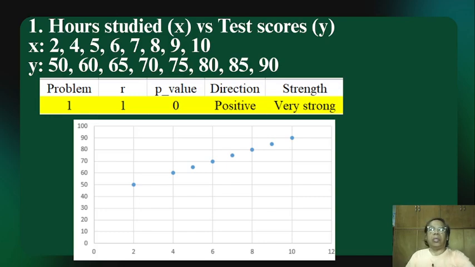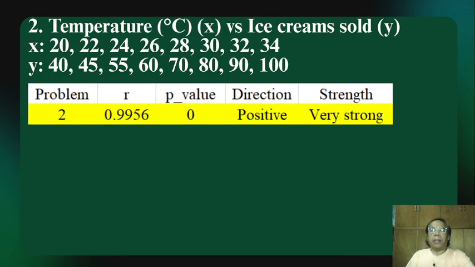Okay, let's continue with practice problem number 2. Temperature in degrees centigrade, that is our X, and then versus ice cream sold, and that is our Y. Our values of X and Y, we have 20 40, 22 45, 24 25, 26 2660, 28 70, 30 80, 32 90, and then 34 over 100.